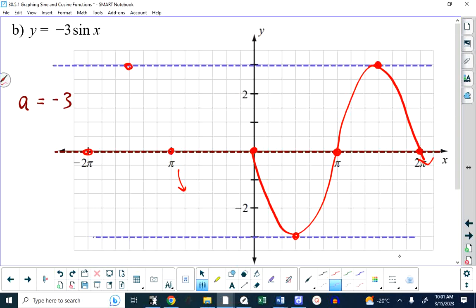Nope. It would go through those points. So what is the domain? Any real number. What is the range? -3 to 3.